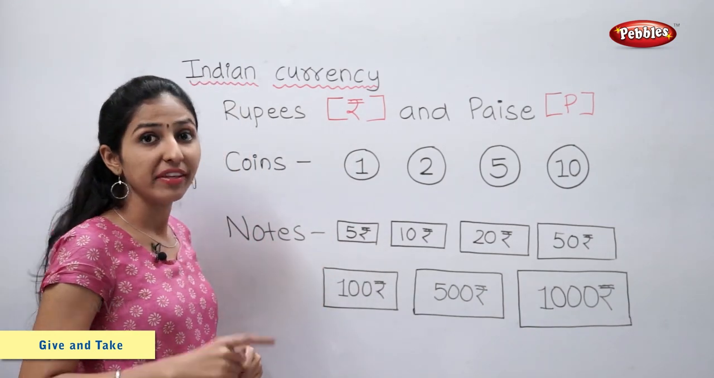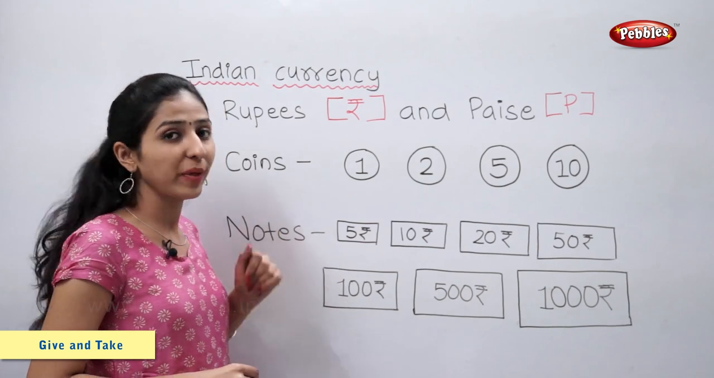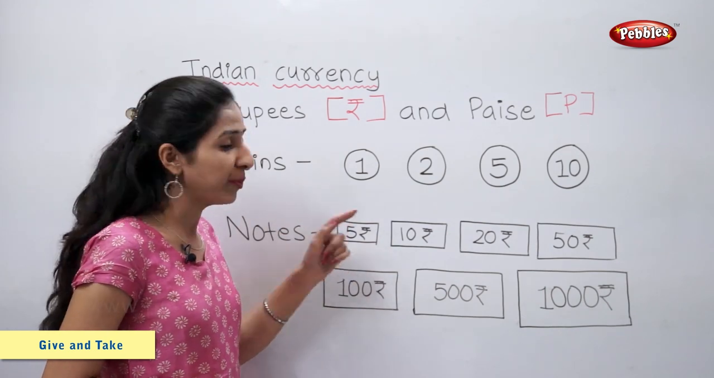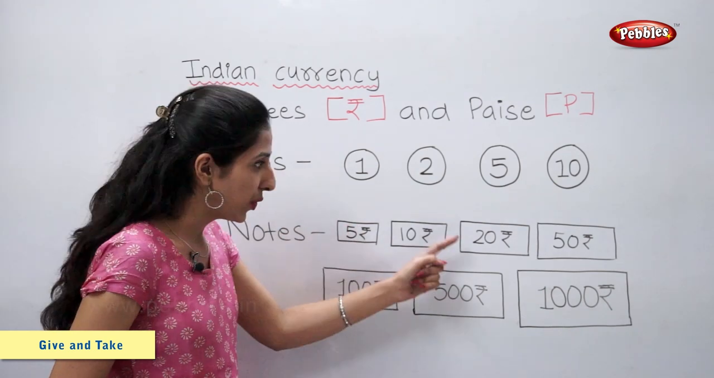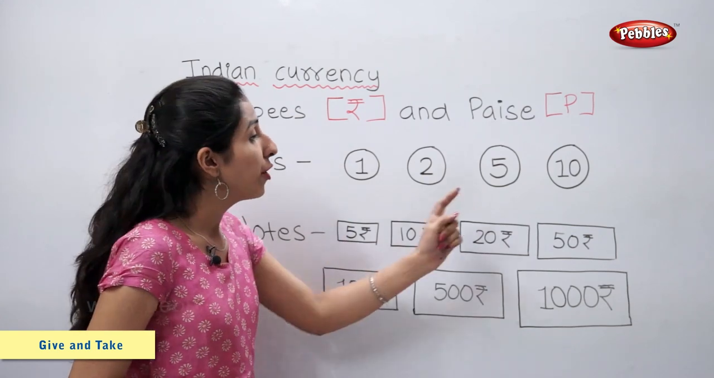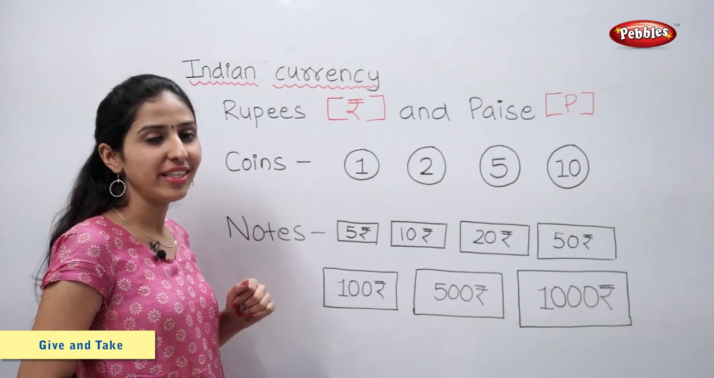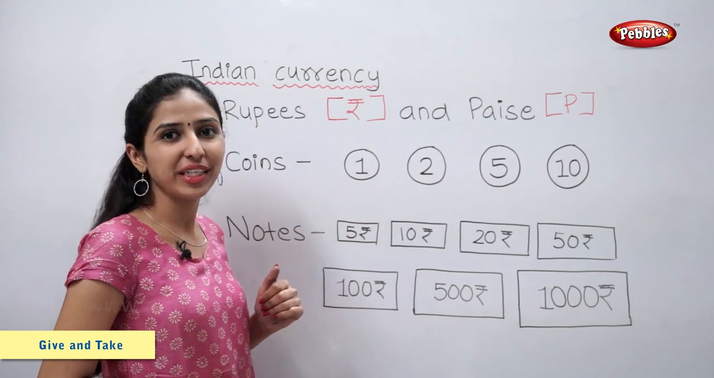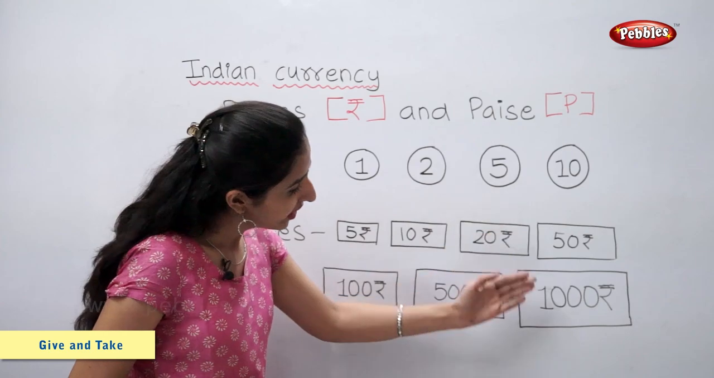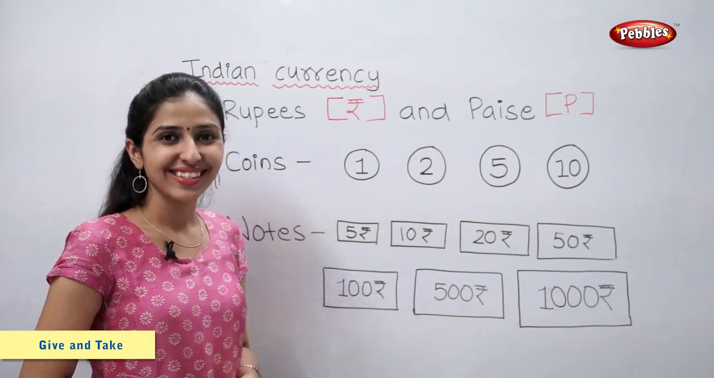Notes that we have are 5 rupees note, 10 rupees note, 20 rupees note, 50 rupees note, 100 rupees note, 500 rupees note and 1000 rupees note.